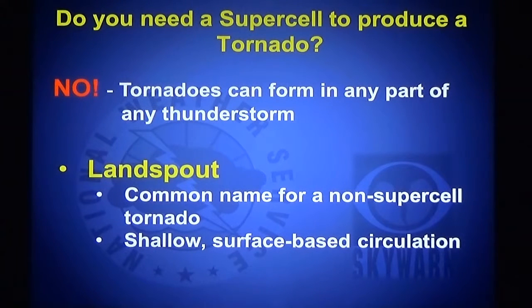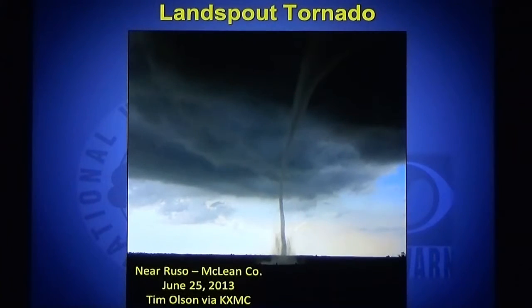Do you need a supercell thunderstorm to get a tornado? Well, the answer to that is no, you don't. Tornadoes can form in any part of a thunderstorm, and in any thunderstorm you do not need a supercell to get one. Very weak tornadoes that are surface-based in their circulation are called landspouts. Landspout is a common name for a non-supercell tornado. Again, they're shallow and surface-based. Here's a picture of a landspout tornado from central North Dakota.